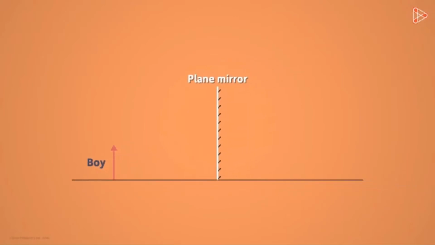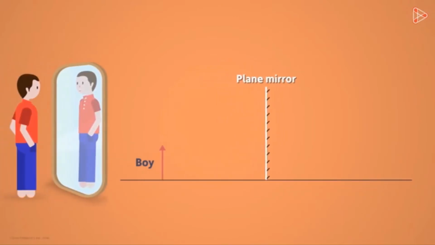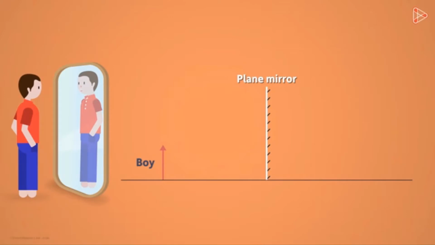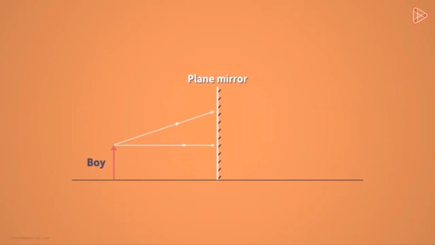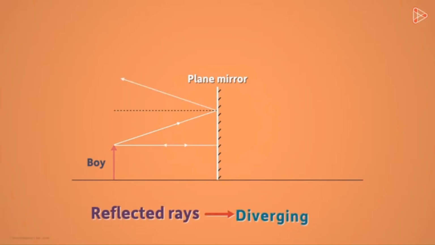Now, where is the image of the boy formed? When we see the image in the mirror, it seems to us that the image is formed somewhere behind the mirror. But there is nothing behind the mirror, right? For us, the light rays seem to come from the location present behind the mirror. For instance, consider a few light rays emerging from top of the arrow. All these rays are incident on the mirror and get reflected back. Yes, all the reflected rays will follow the laws of reflection. You see that all the reflected rays are moving away from each other, that is, they are diverging.